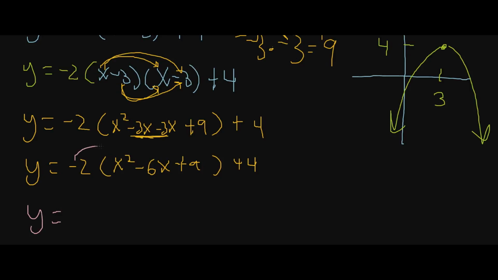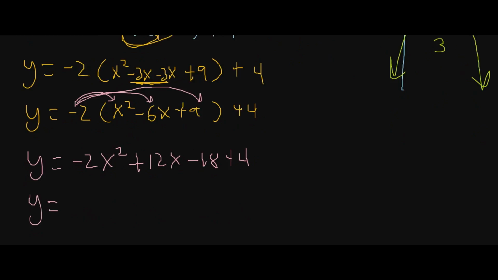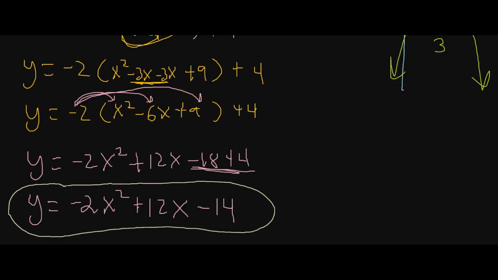Now negative 2 times x squared is negative 2x squared. Negative 2 times negative 6x is positive 12x. We just have to be careful because of the negatives. Negative 2 times 9 is negative 18, plus 4. Last but not least, we get y equals negative 2x squared plus 12x, but over here we have minus 18 plus 4, so we can compute that and get minus 14 on the outside. This is my final answer.